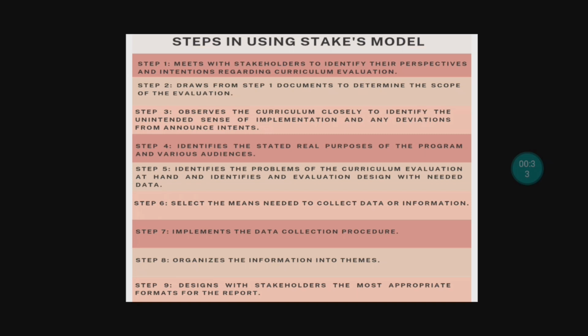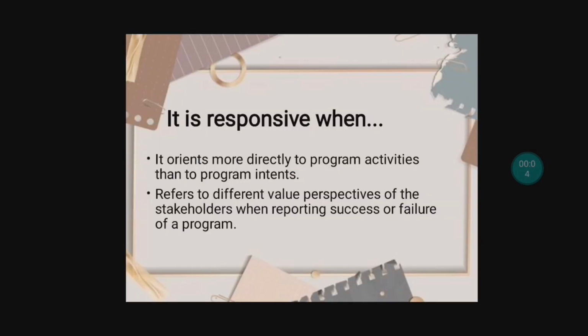So, we conclude by helping stakeholders gain perspective regarding the entirety of the program. Seeing how stakeholders and experts see programs strengthens weaknesses, with the communication of pertinent information to stakeholders throughout the process and reporting on their perception of program quality. We can consider it a responsive model if it orients more directly to program activities than to program intents, and if it refers to the different value perspectives of the stakeholders when reporting success or failure of a program.